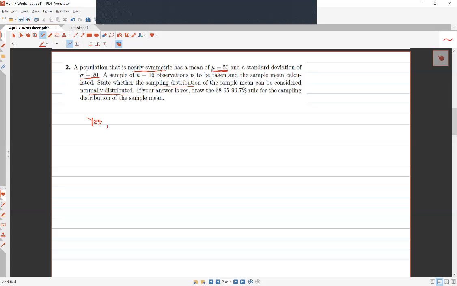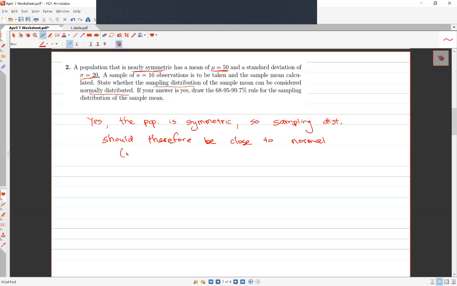So in this case, can we reasonably assume normality? The answer is yes. The population is symmetric. And so you don't even have to look at sample size. The sampling distribution should therefore be close to normal, kind of regardless of sample size.